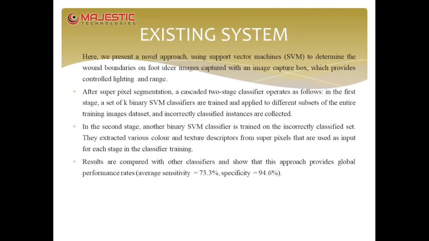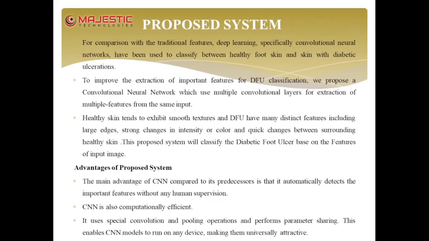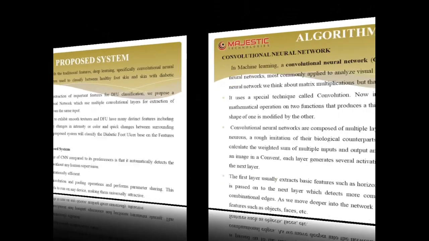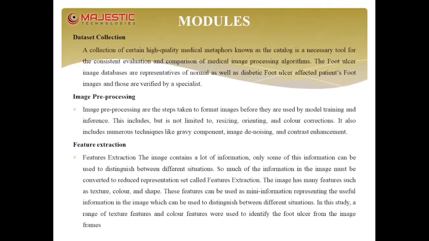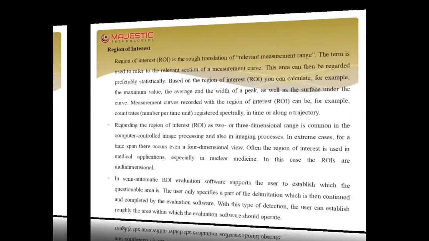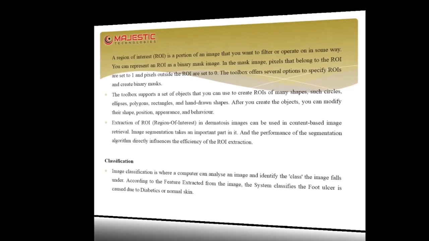The existing system is based on SVM classification. In our proposed system, we have used the CNN algorithm. Using this algorithm, it gives a high level of accuracy as compared to SVM classification. The modules are dataset collection, image processing, feature extraction, region of interest, and classification.